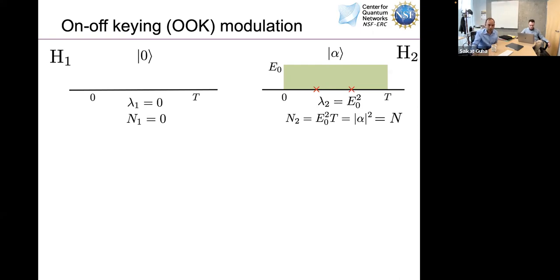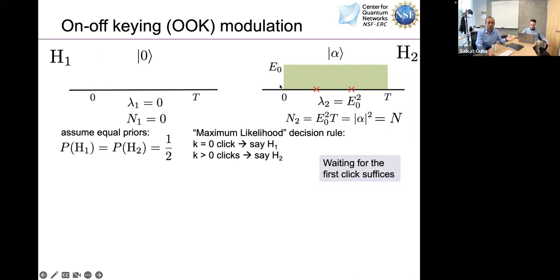So this is hypothesis 1, this is hypothesis 2. And let's say n is the mean photon number in that laser light pulse at the receiver. So after it has gone through attenuation in the fiber, this is the pulse I've received. And my job is to tell apart whether I got hypothesis 1 or hypothesis 2.